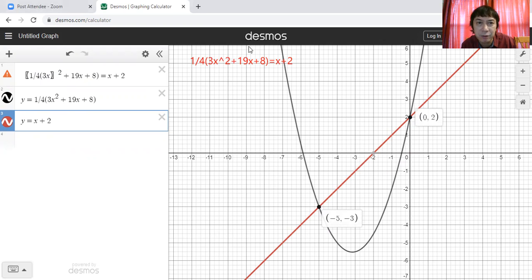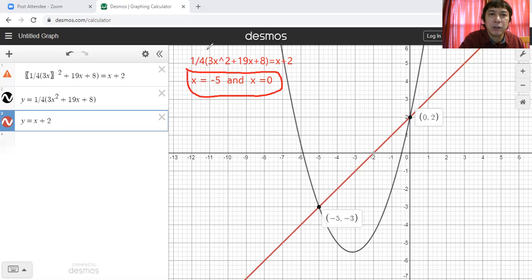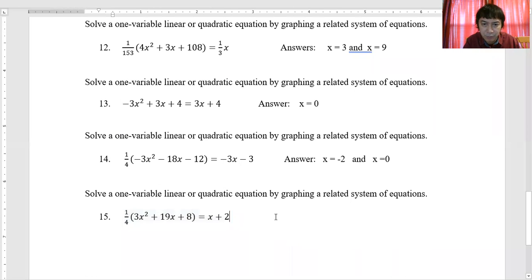So we have the x values, and here are the answers. X equals -5 and x is equal to 0. And these are the answers. So this will be the required values of x. And so finally, we can put this in our problem set paper. Okay, so this will be the answer. X equals -5 and x equals 0.